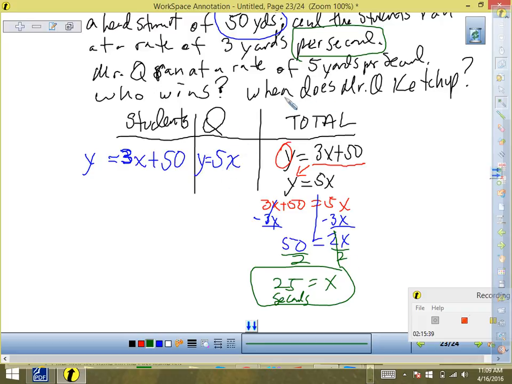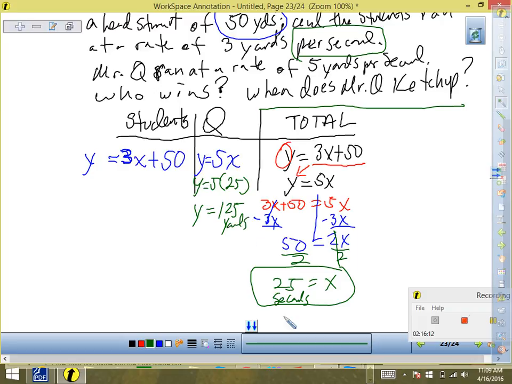So, let's substitute that in here. It says, when does Mr. Q catch up? That means, when do I have the same time as the student? After how many seconds? 25. So after 25 seconds, let's see how many yards we're at. So I'm going to substitute in here 25, y equals 5 times 25. What is 5 times 25? Y equals 125 yards.